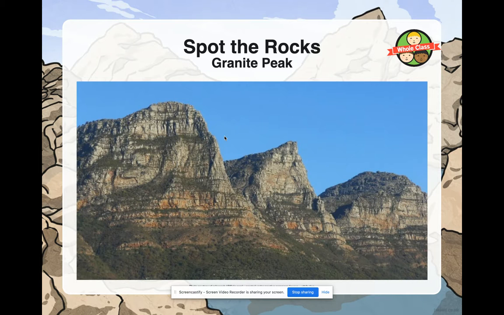And then make sure you take a photo of your notes and you post it to this Seesaw assignment. And then wait for part 2.